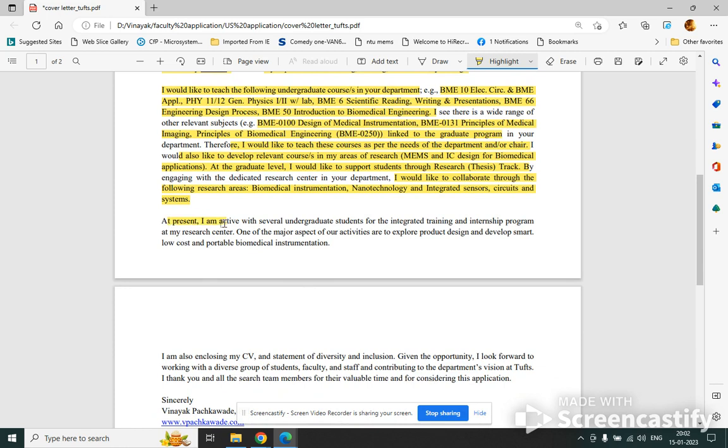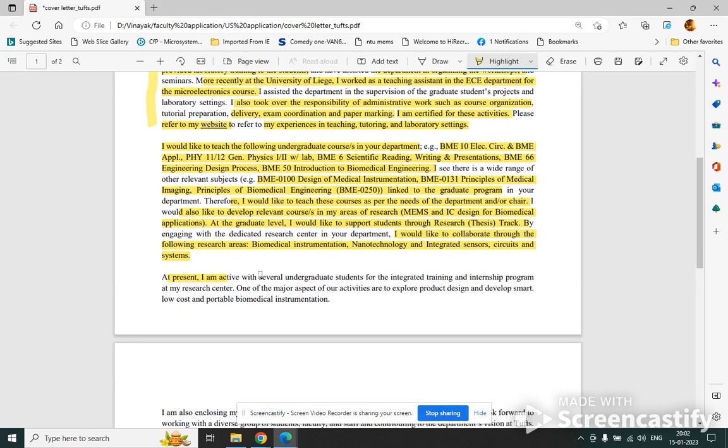So, in the last paragraph, I tell them that I am active with several undergrad students at my own organization, offering integrated training and an internship program. I'm telling them that one of the major aspects of this activity is to explore product designing to develop smart, low cost, and portable biomedical instrumentation.